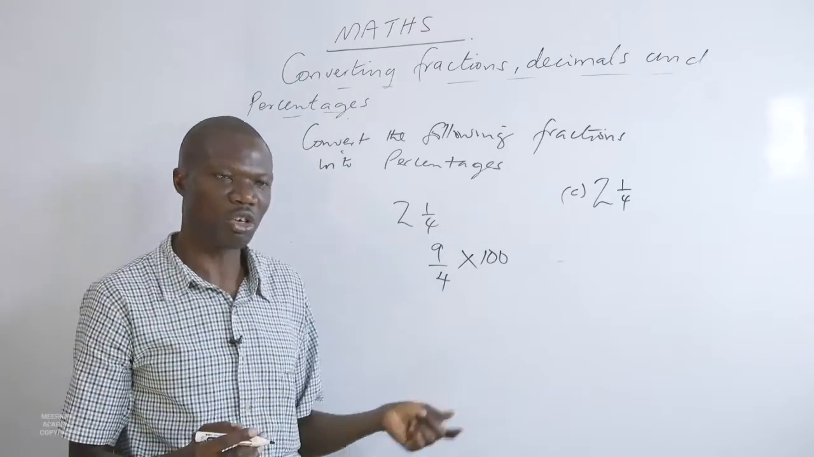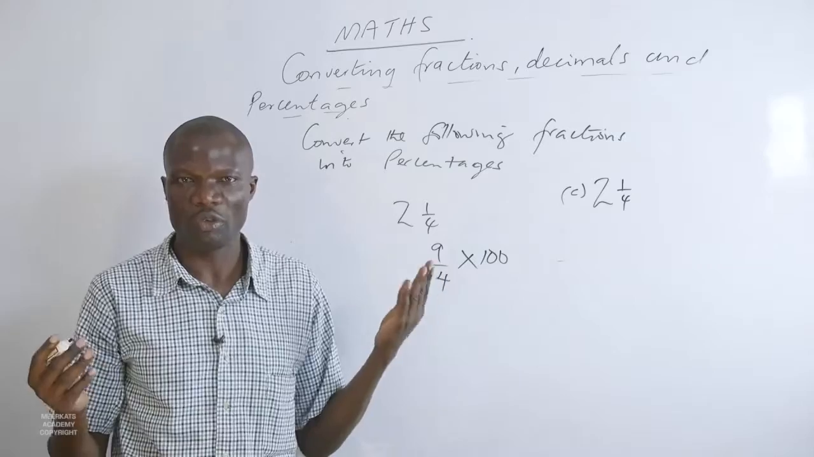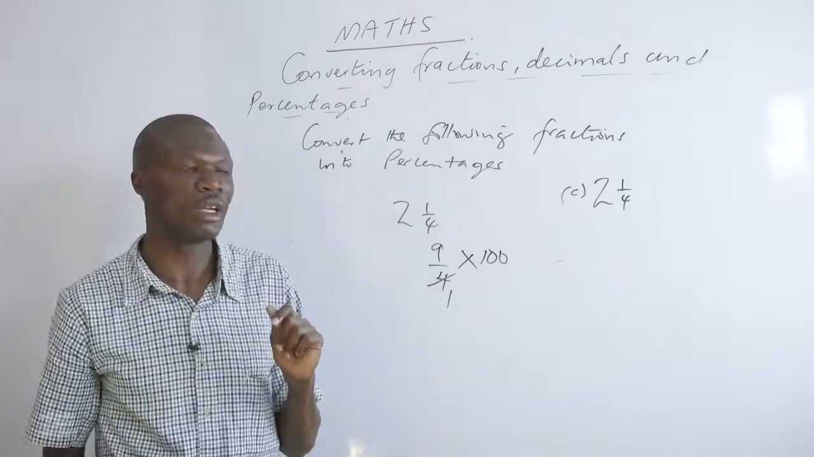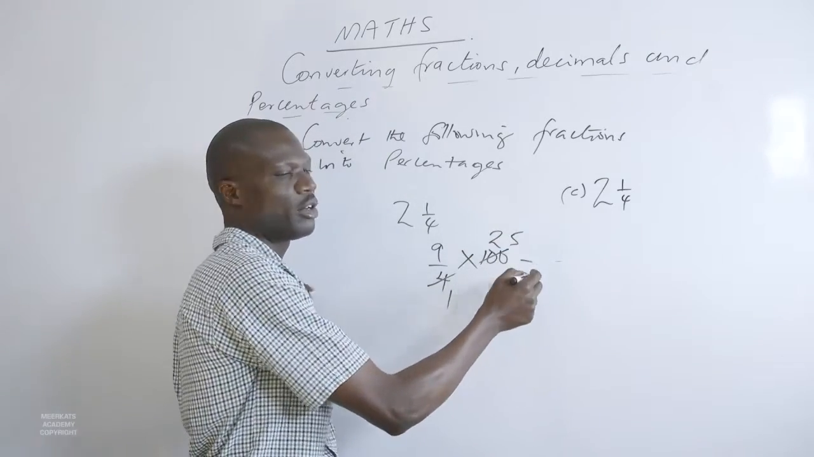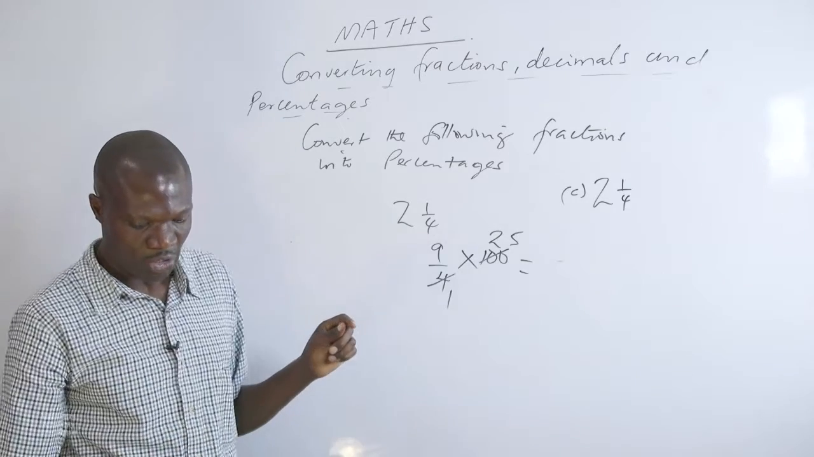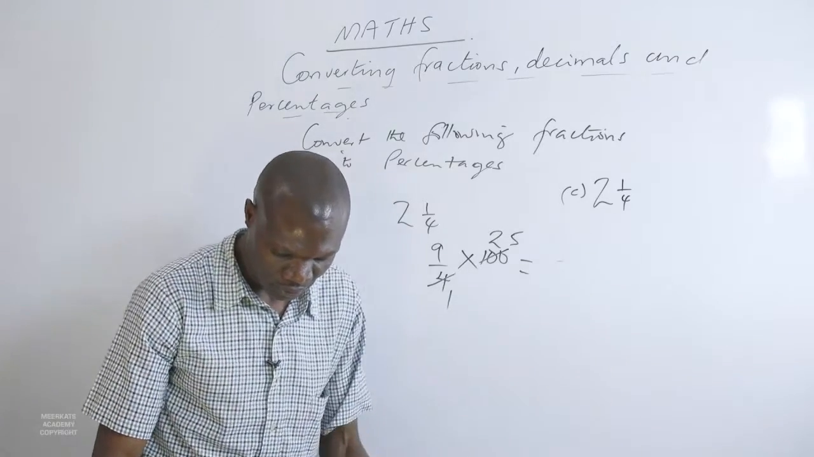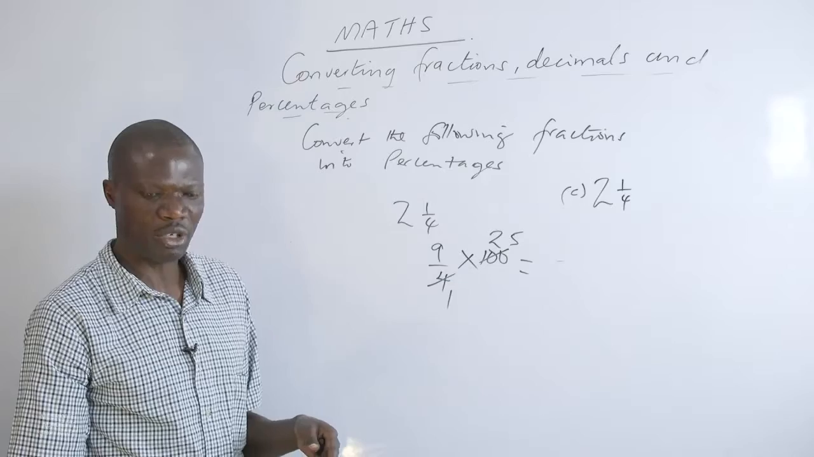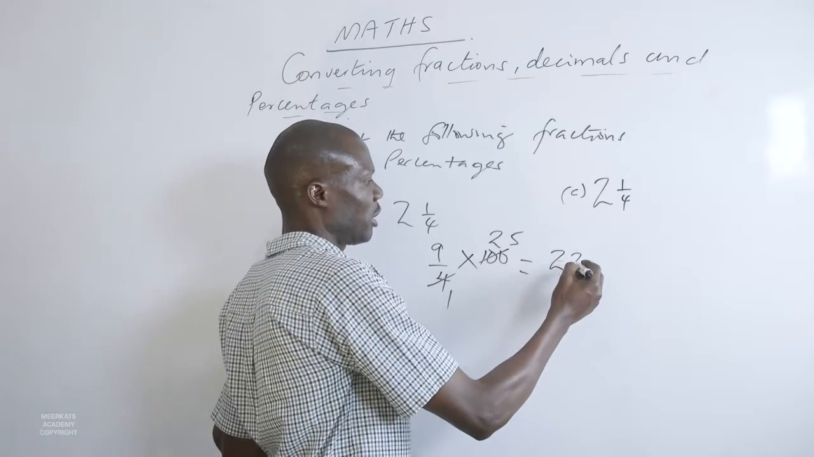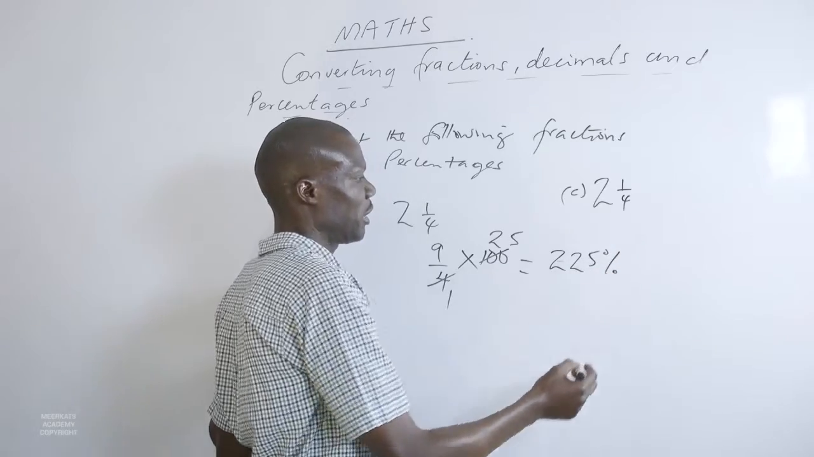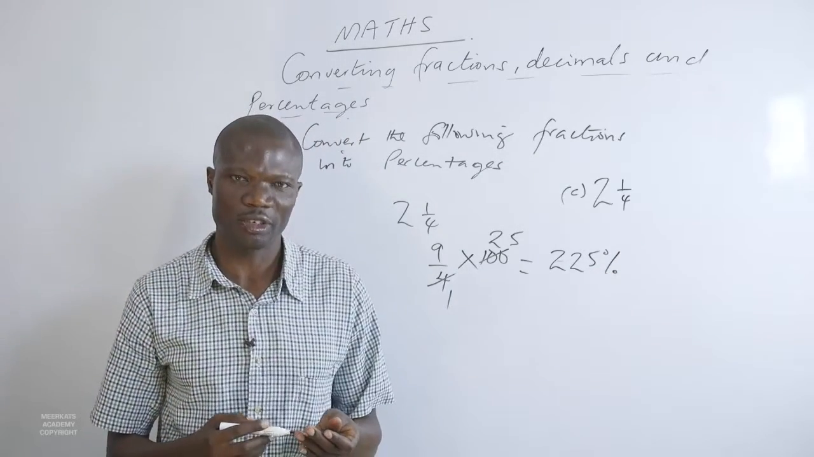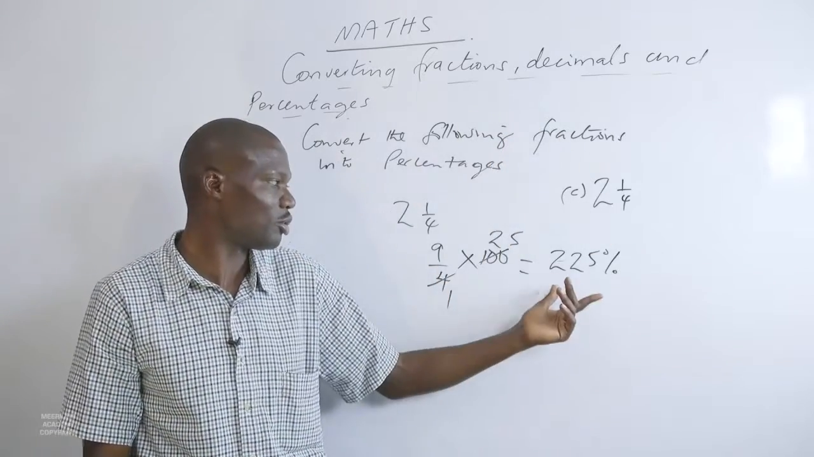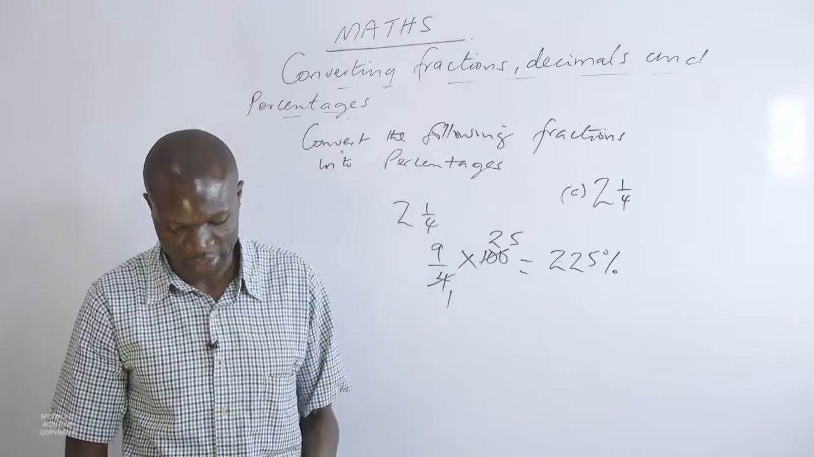Simplify where possible. What is common between 9 and 4 or 100? You find that the factor shared between 100 and 4 is 4 itself. So by 4 here is 1, and by 4 here is 25. So we are remaining with 9 multiplied by 25. When you multiply 9 by 25, you will get 225%. Therefore, 2 and a quarter is equivalent to 225%.